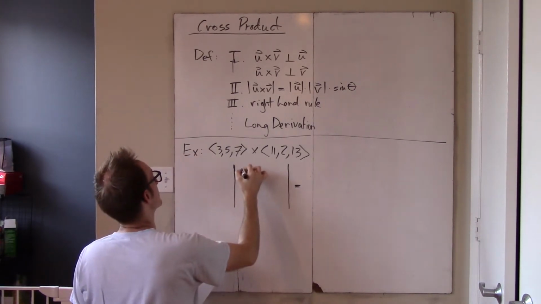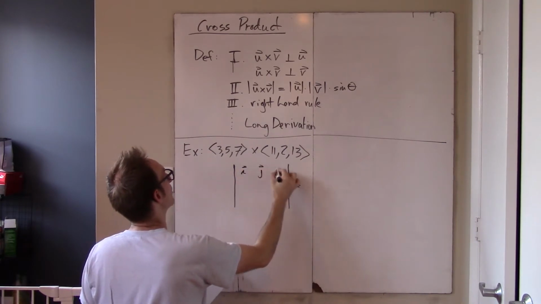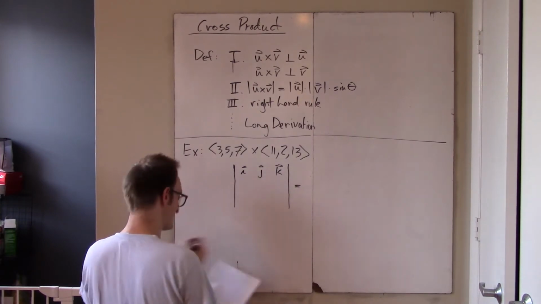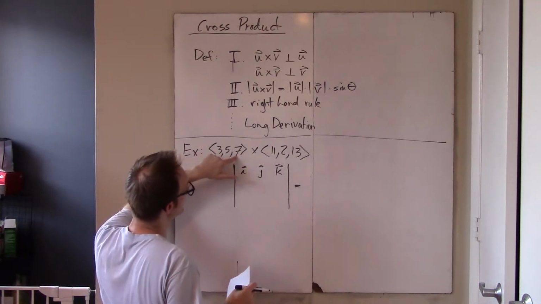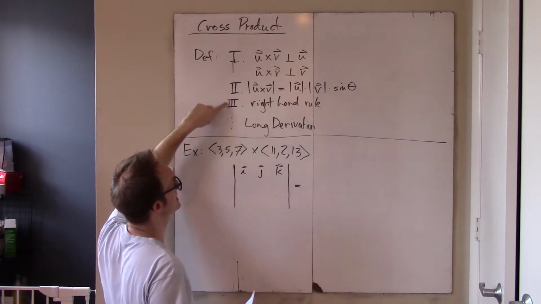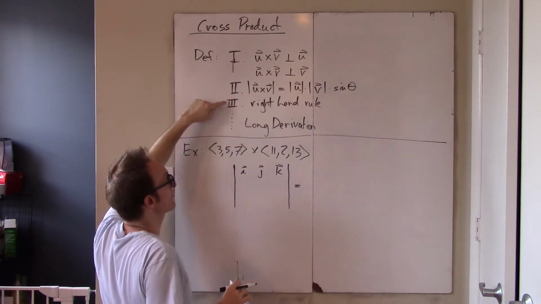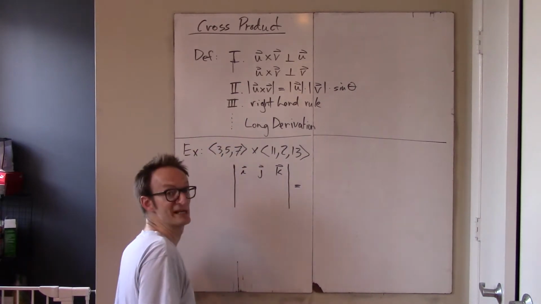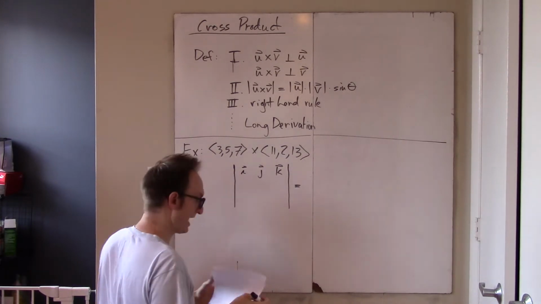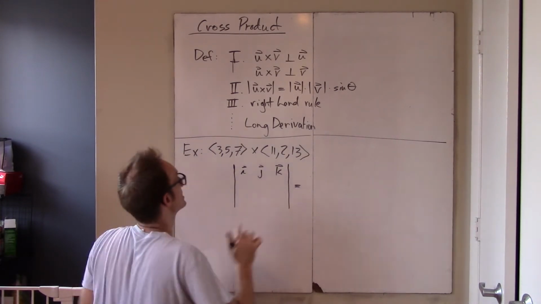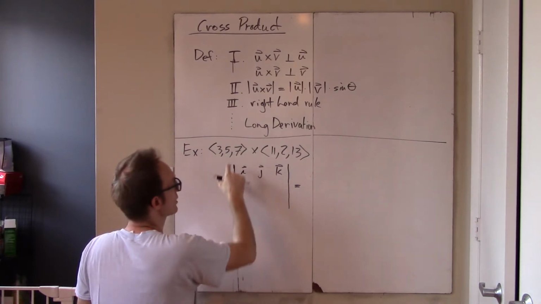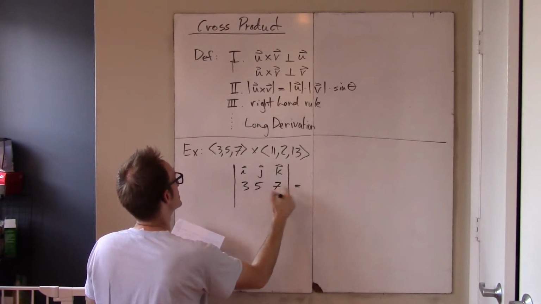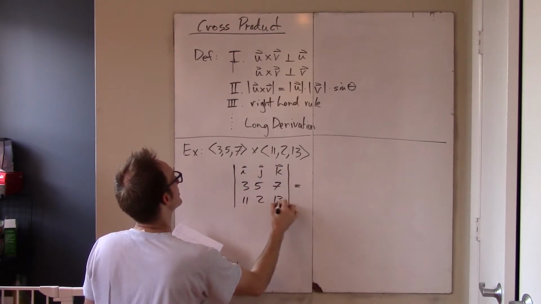And what you do is you throw into row 1 of this determinant the unit vectors i, j, and k. As we've seen from this discussion, the cross product is not commutative. It matters: u cross v is different from v cross u. In fact, they just point in the opposite direction. So it matters which one you put first. The first vector, the one on the left, 3, 5, 7, you put in row 2. And then 11, 2, 13, you put in row 3.